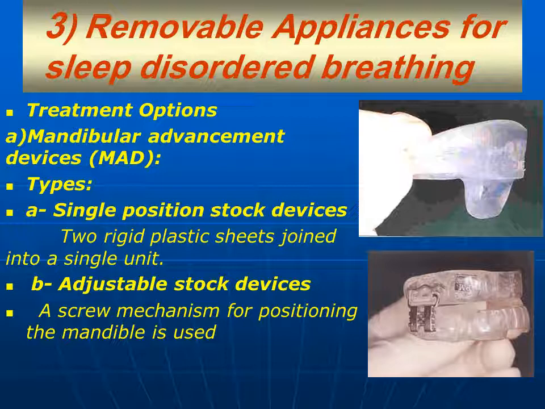Adjustable stock devices, however, have a screw mechanism in which we can change the position of the mandible in relation to the opposing one. That's to say, the mandibular advancement can be made gradually because these stock devices are adjustable. You can make it a very small amount, then increase it later, and so on. Therefore, the adjustable stock devices come in two pieces. However, the single position stock devices come in one piece.